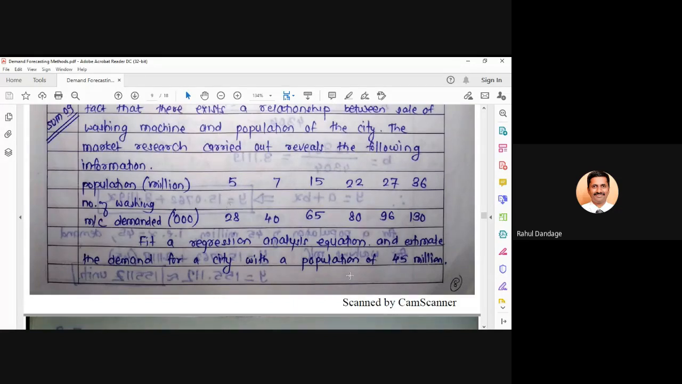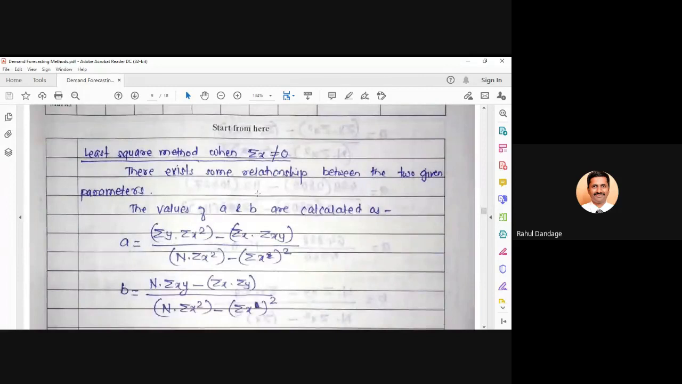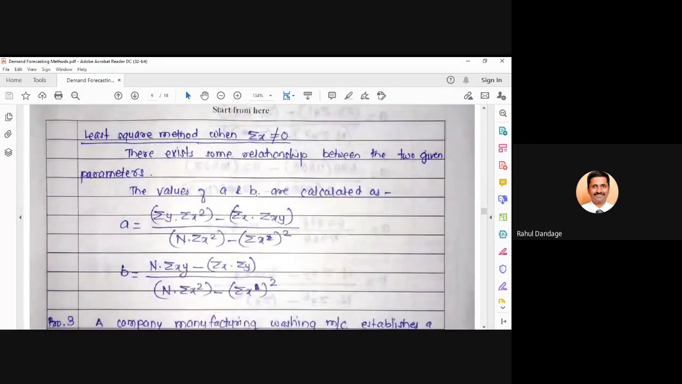So whenever two parameters are given which are interlinked, interdependent, and have a certain relationship between them, in that particular case we should consider that the value of sigma x should not be equal to 0. And when the summation x is not equal to 0, the calculation of the constants a and b is not the same as previous. It will be in a different format.